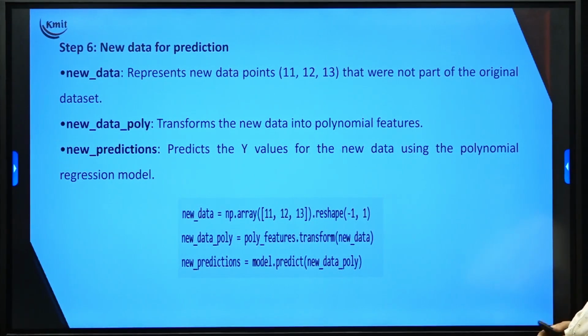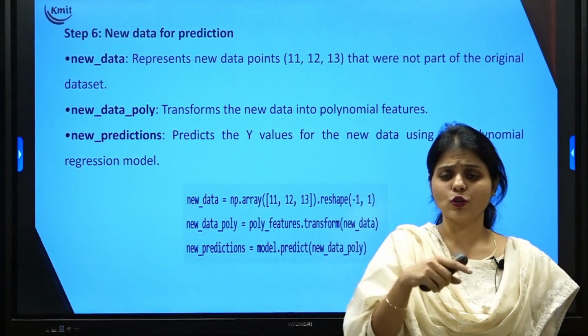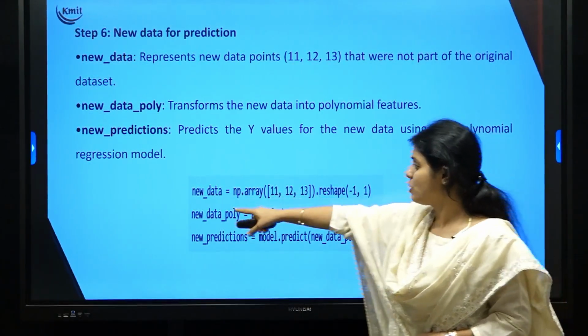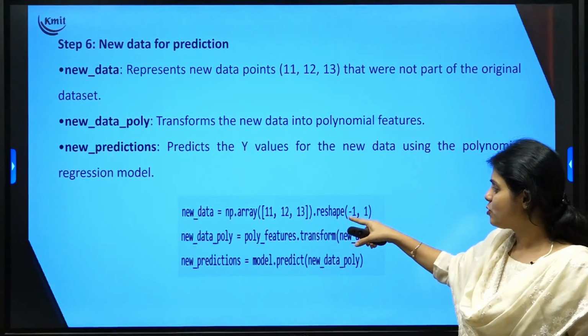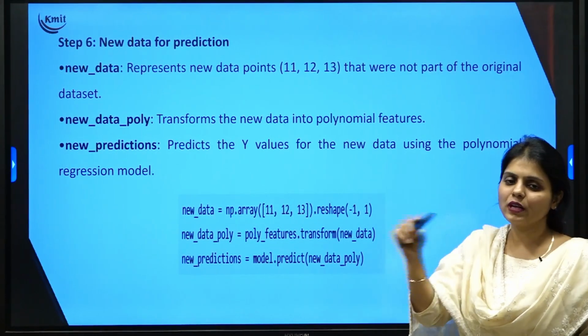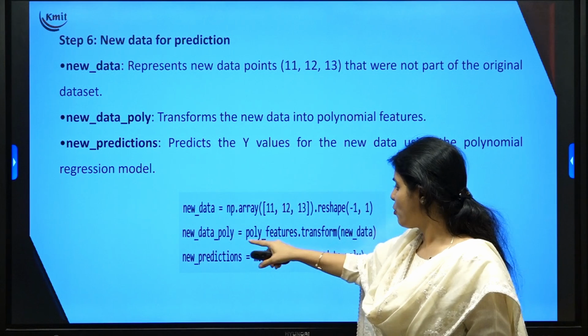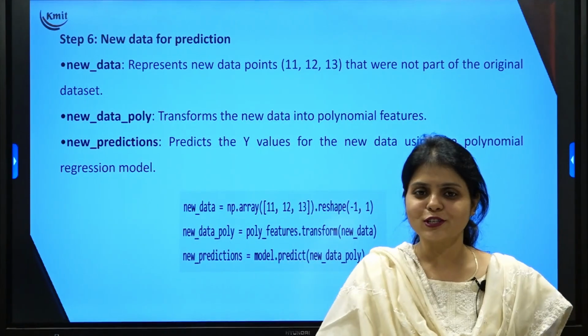Now if you want to work on prediction of new data, I don't want to use the existing data, I want to work on new data. So I am taking a variable called new data, np.array 11, 12, 13. Here I am using the reshape function because I want to take it as a column instead of a row. New data poly is equal to, see, even if you are taking new data, you are supposed to apply polynomial features onto that.